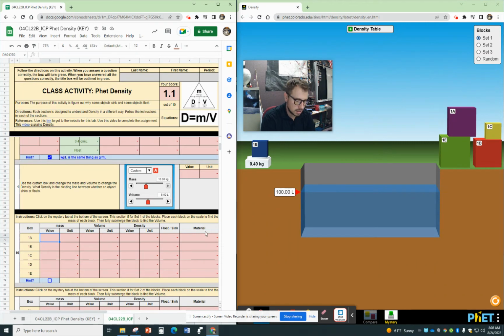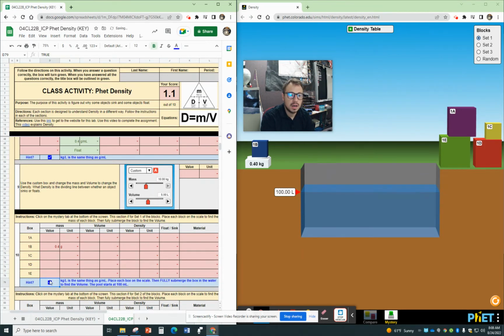So I'm going to come in here and put, this is B, right? 0.4. And the unit, I know it says kilograms, but we're going to put it as grams. The reason why we do that is because of that little hint: kilograms per liter is the same thing as grams per milliliter. We just haven't used kilograms per liter, but they're the same unit if you convert within the metric system.